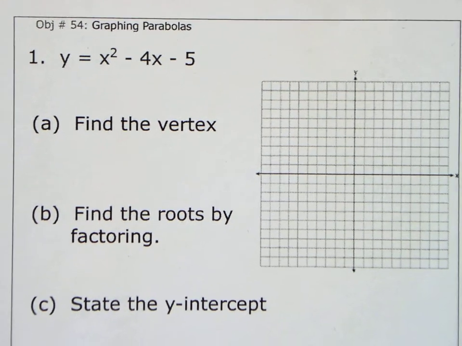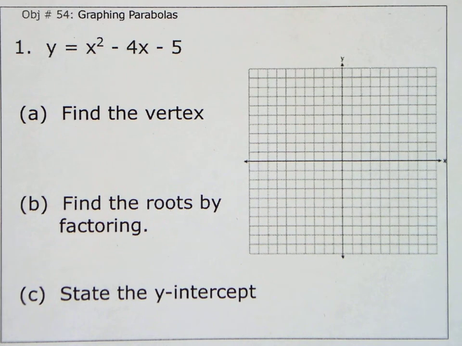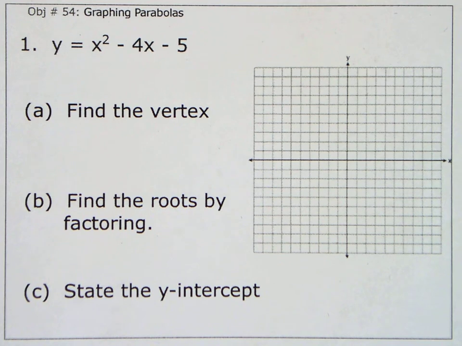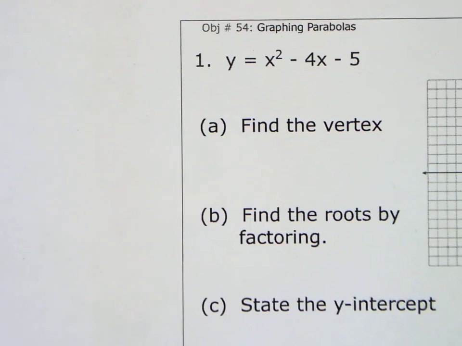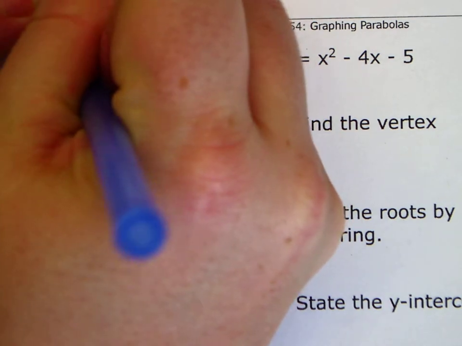All right, so here's my parabola, x squared minus 4x minus 5, and we're going to start by finding the vertex. We've been doing this. This is always our first step to graphing. So the vertex formula, remember, is negative b over 2a. So we're going to do negative b over 2a.